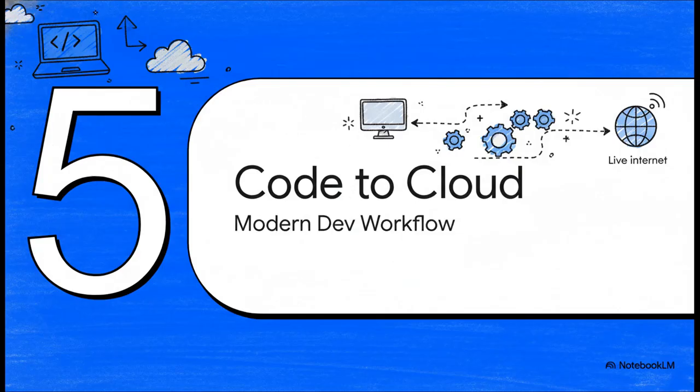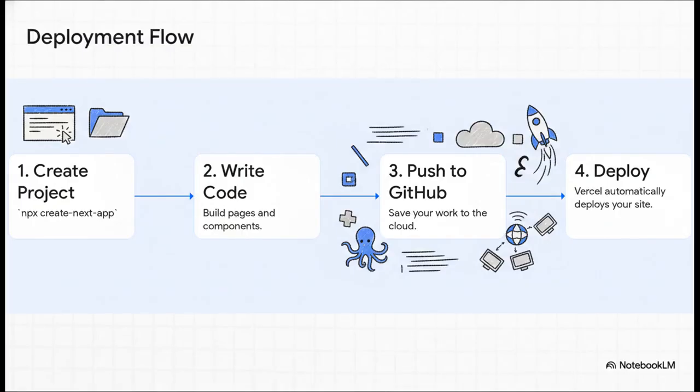So we've got this incredible framework that's fast for users and fast for developers. But how does an idea actually get from a developer's computer onto the live internet for everyone to see? Well, the modern workflow makes this surprisingly simple. It really boils down to these 4 steps. You start your project with one command. You write your code, building out your pages. You save it to a service like GitHub. And then you connect it to Vercel, which automatically deploys your site and makes it live for the whole world to see. It's a completely seamless path from code to cloud.